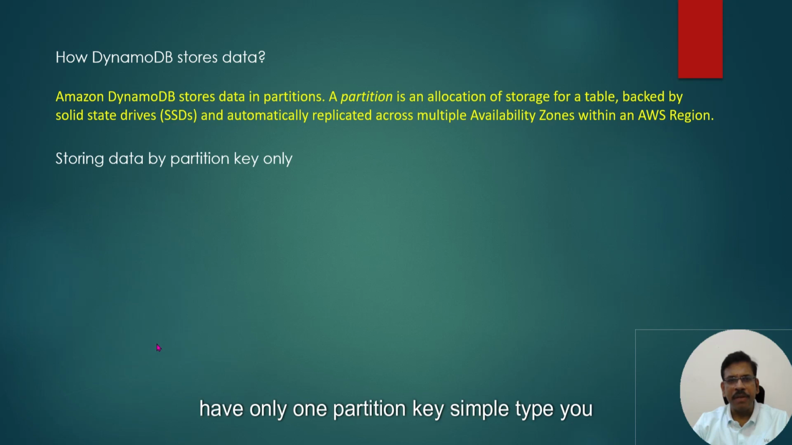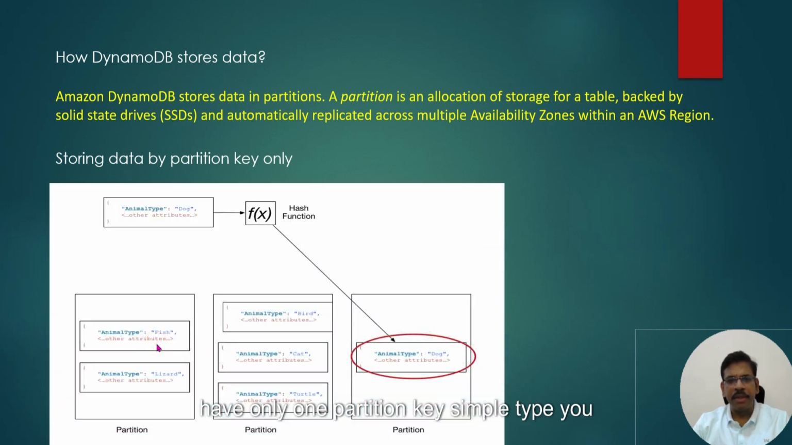If you have only one partition key, a simple type, you see the diagram. There are several partitions. You are trying to insert your data. Animal type is dog. This animal type is a partition key that has dog as a value. This is a hash function; partition keys are always hash type. It will calculate the particular hash, identify the particular partition, and store your data.